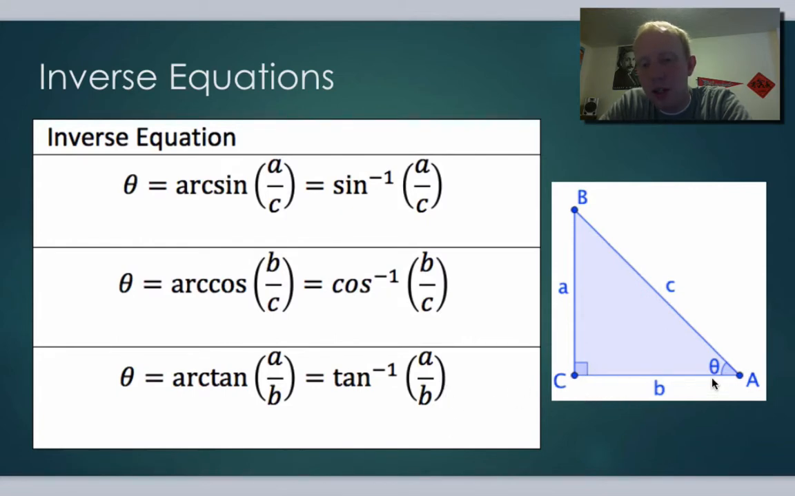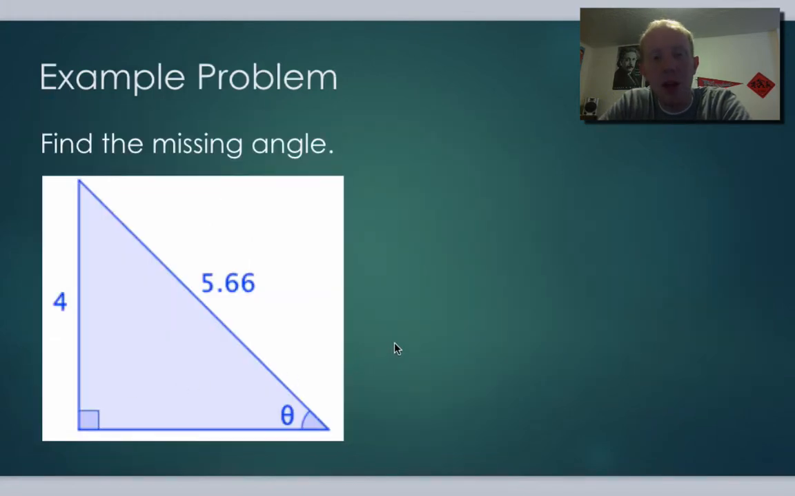So if you have the angle and you need the side, you do a trig ratio. If you have a side and you need the angle, you do an inverse trig ratio. Let's look at an example problem to help us figure this out. We want to find the missing angle theta, and we know that this side is 4, and the hypotenuse is 5.66.